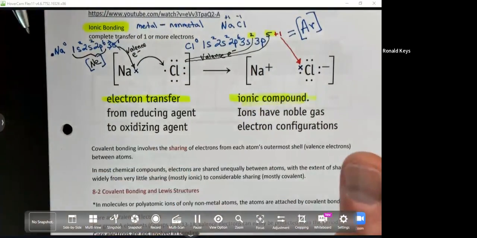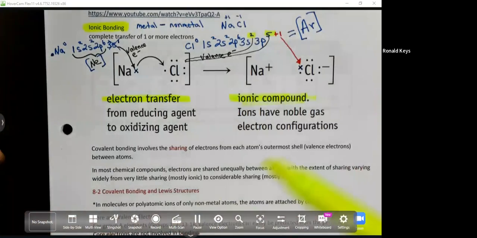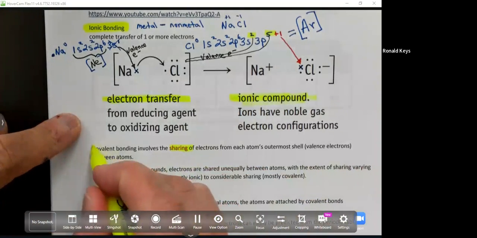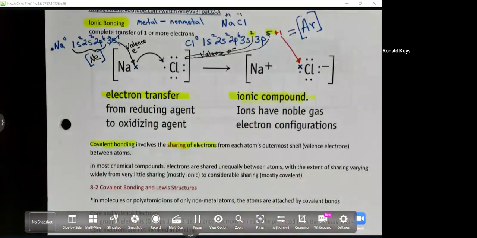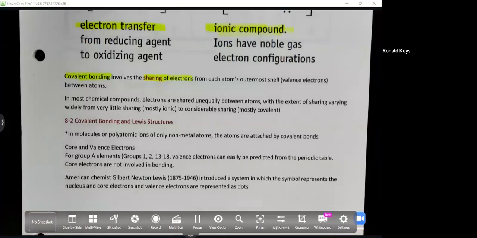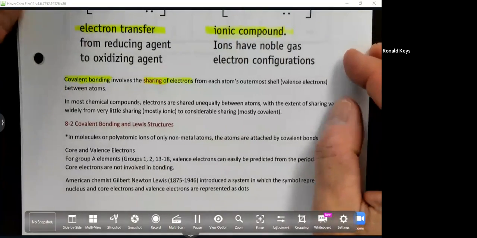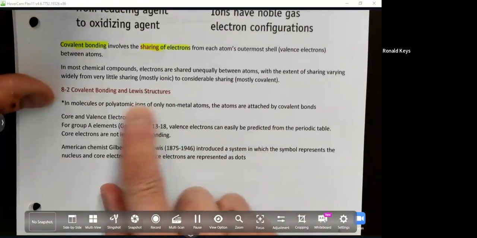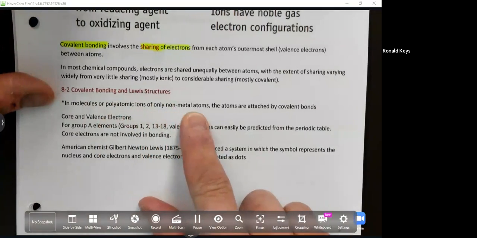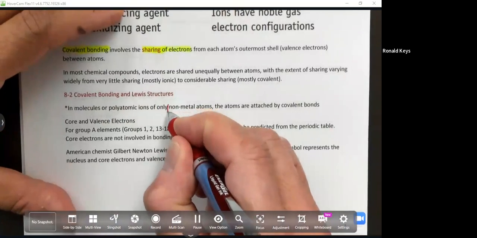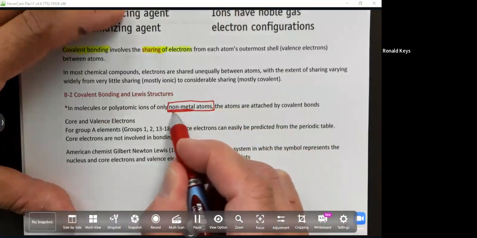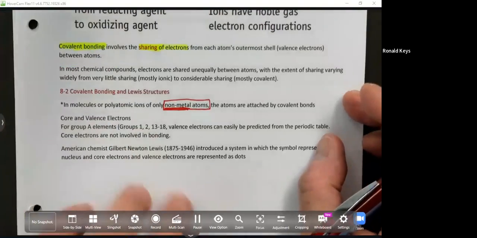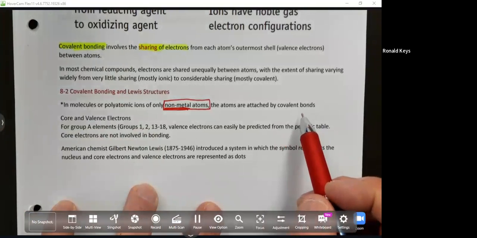Okay. If we do covalent bonding, the word is sharing electrons, not transfer. Covalent bonding is sharing of the electrons. We're going to share those outermost valence electrons. Okay, that's what's talked about in 8.1. And 8.2, covalent bonding in Lewis structures. In molecules or polyatomic ions of only non-metals. Atoms are attracted by covalent bonds.